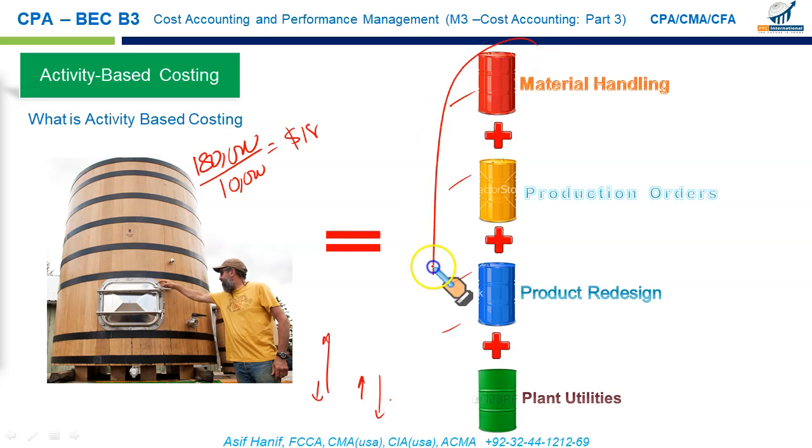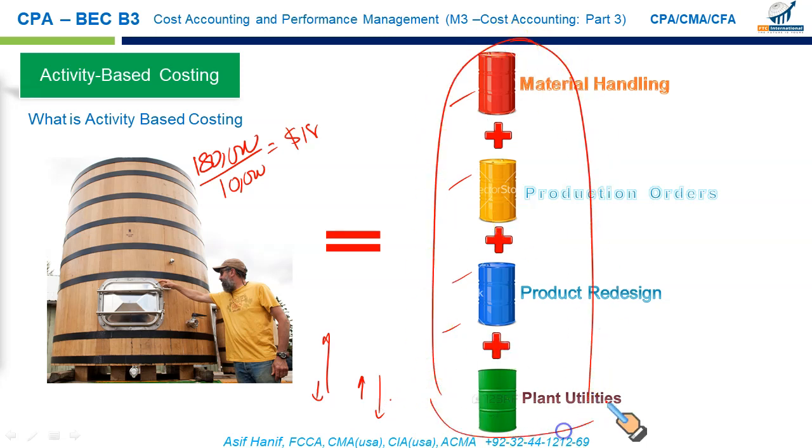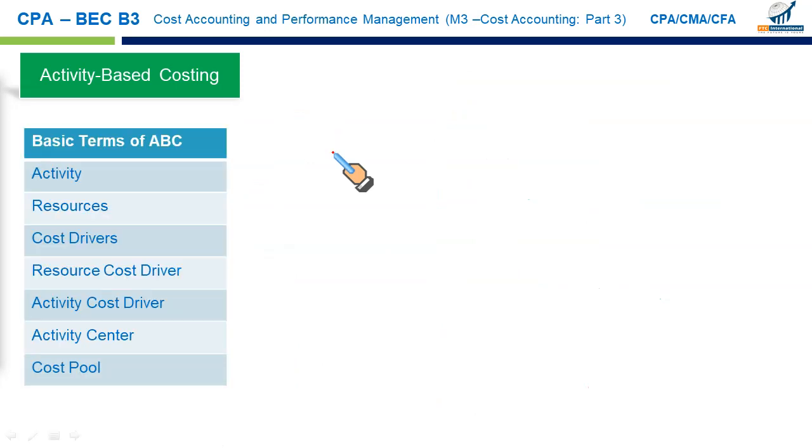We will discuss these cost pools in detail as we go along, but the idea you need to remember is that in the traditional system, volume-based system, we just use a single rate based upon the single activity driver. But in activity-based costing, we have multiple cost pools, and the products that consume these cost pools differently will be charged with different costs. We'll explain this idea as we go along. So before that, we need to first learn some basic terms of ABC.